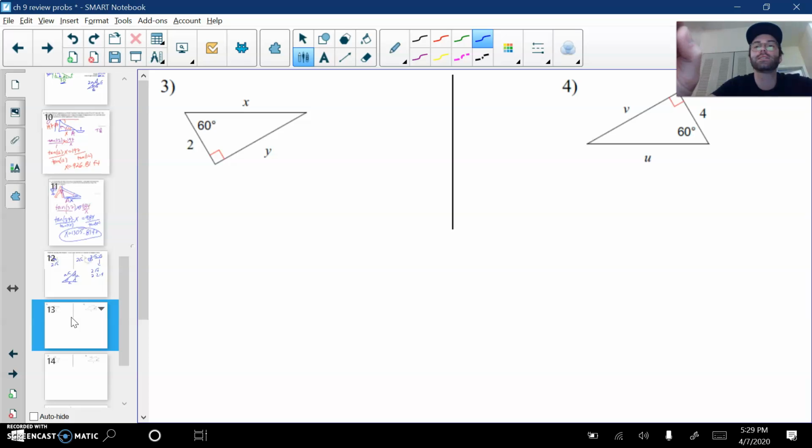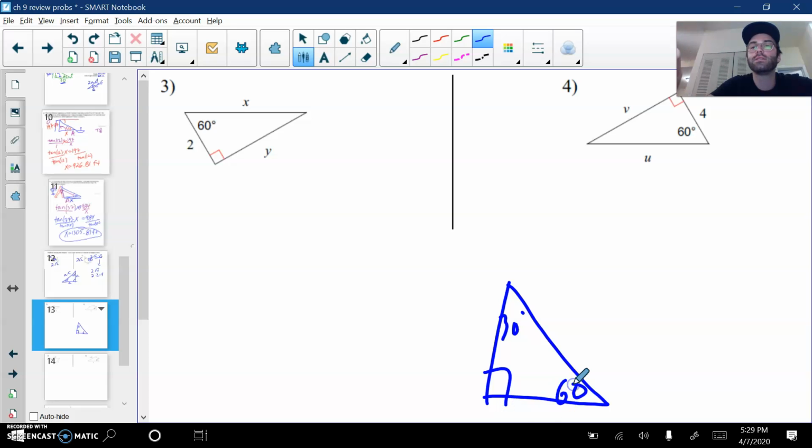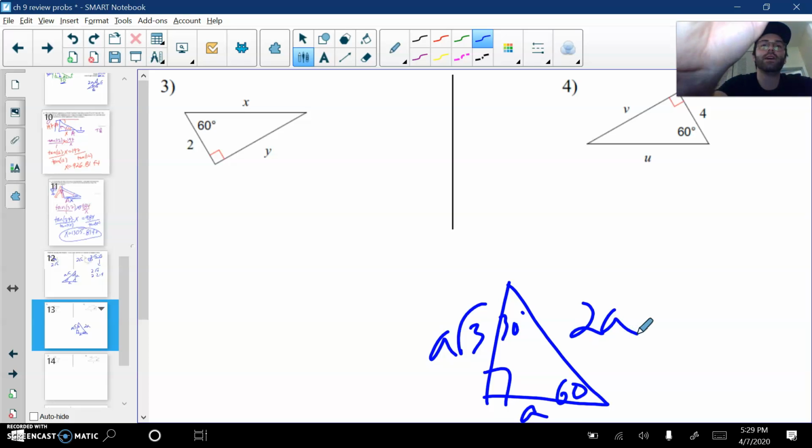This is a 30-60. There are 30-60-90 triangles here. All right, so 30, 90, 60, A root 3, 2A. If that's 60 and this has to be 30, well, 2 is across from 30. Across from 30 in my general case is the A side. So y is going to be 2 root 3, and this is going to be 2 times 2, which is 4.